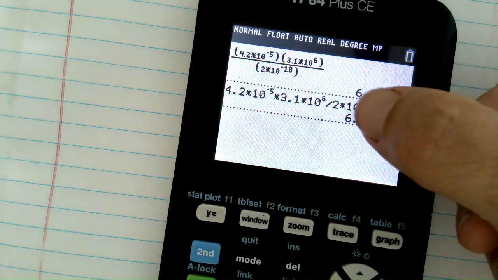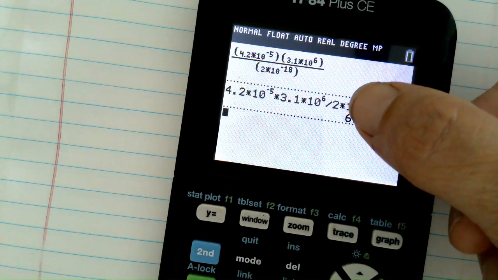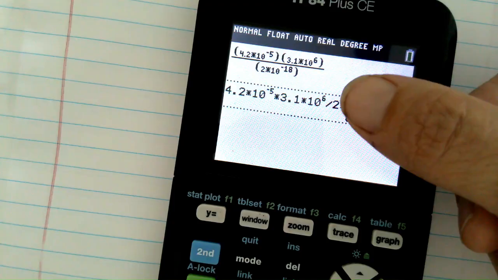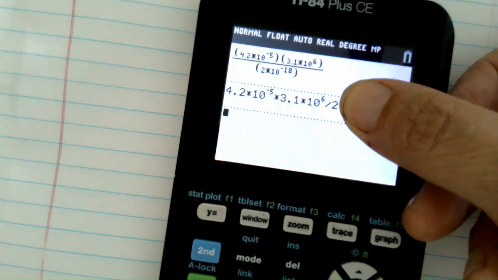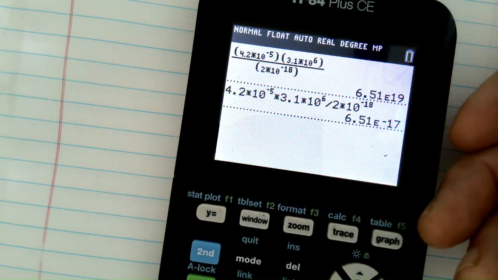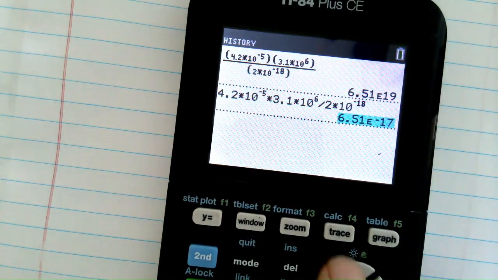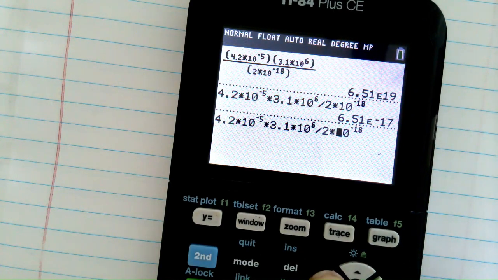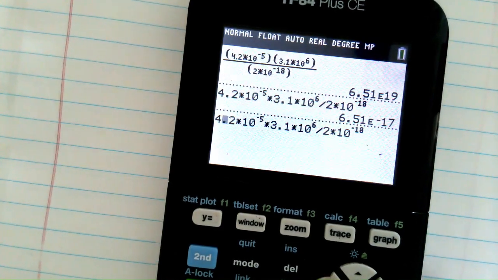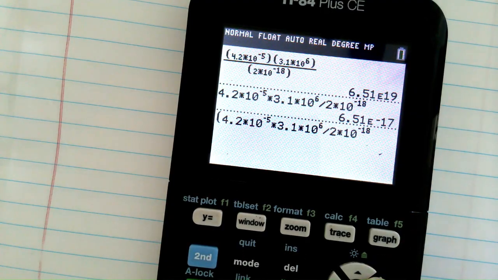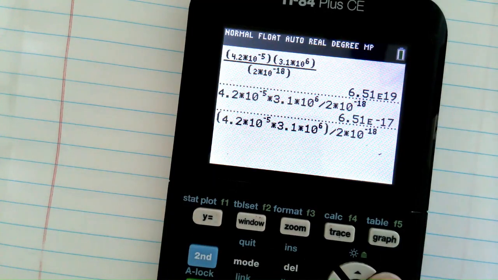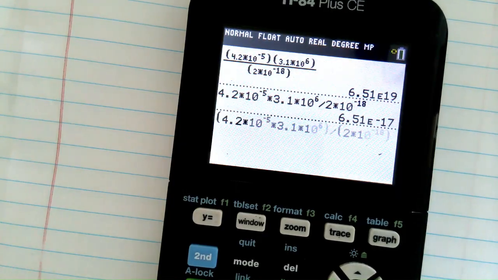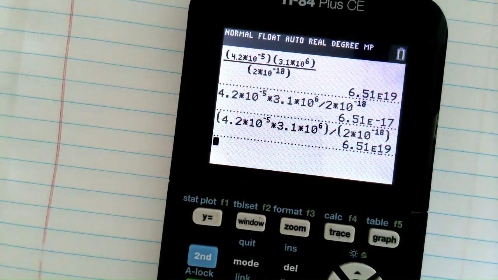Well, by not putting parentheses around this, it did a different problem. It did all that work divided by 2, and then it took that answer and multiplied it by 10 to the negative 18th. If we wanted to do this horizontally, we would need to have parentheses around the entire numerator and parentheses around the entire denominator. Now we're getting the same thing.